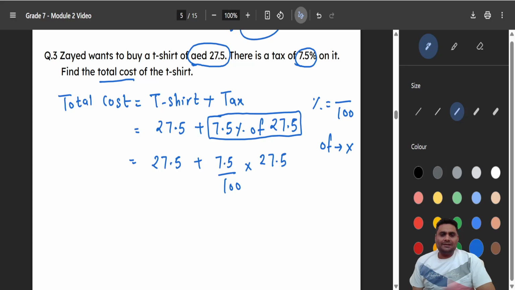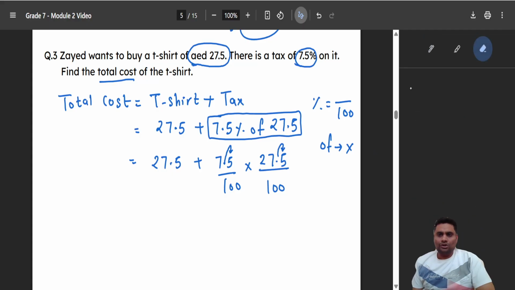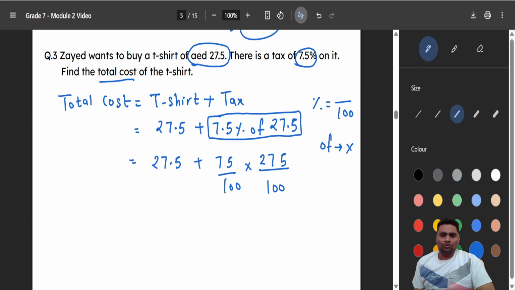See, these decimals are a little bit of a problem, so I want to remove them. How will I remove them? Check. After the point, how many numbers do you see? One number here. After the point, how many numbers do you see? One number. So 1 and 1, 2 numbers. If I put 100 down with 2 zeros for 2 numbers after a decimal, then these decimals will go. So I can simply erase the decimal. The decimal will go. Now this is my question. I have to solve this.